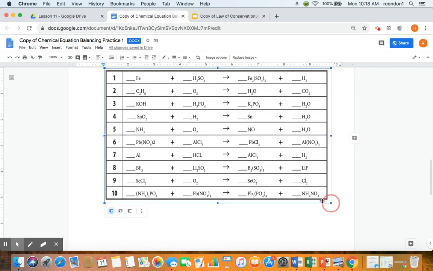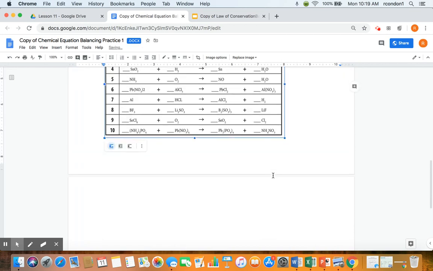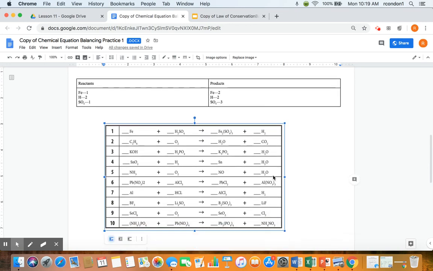So if I'm going to write out my equation, oh my goodness. Oh, I shouldn't be writing on this. That means you guys have the answers. I'm going to delete this afterwards.